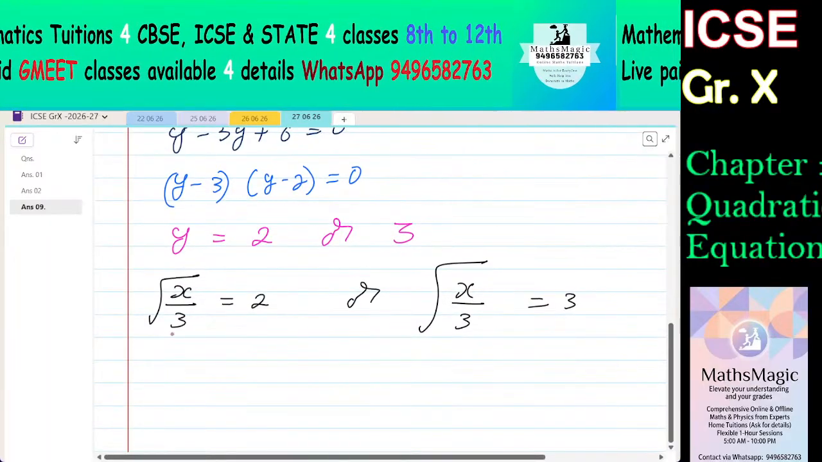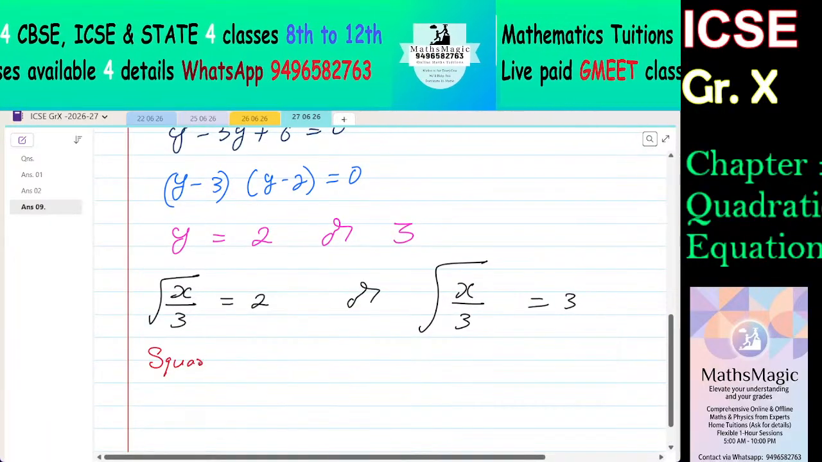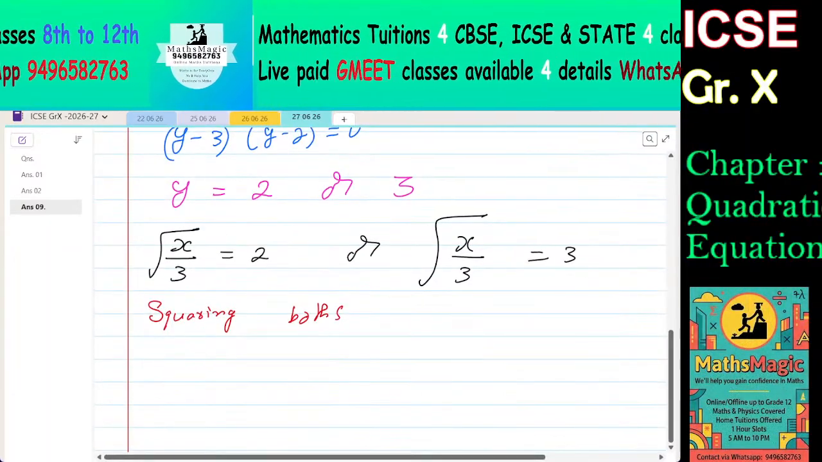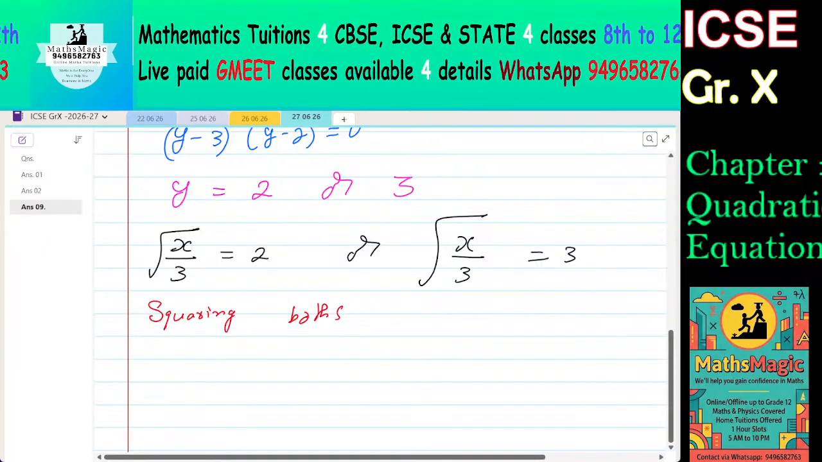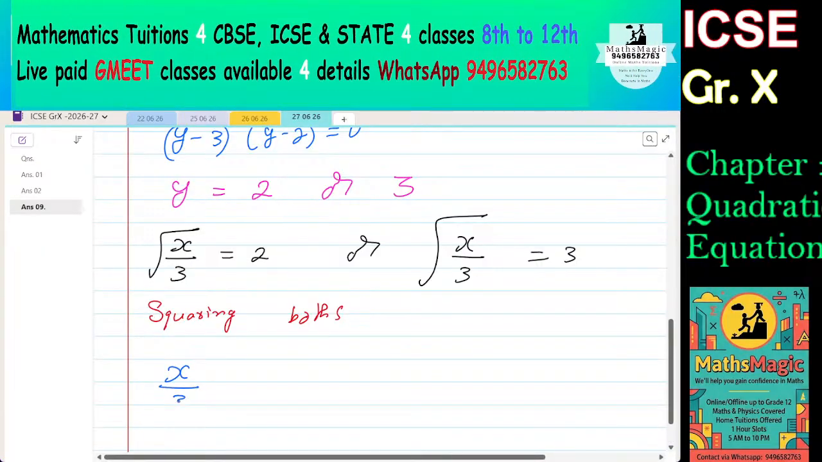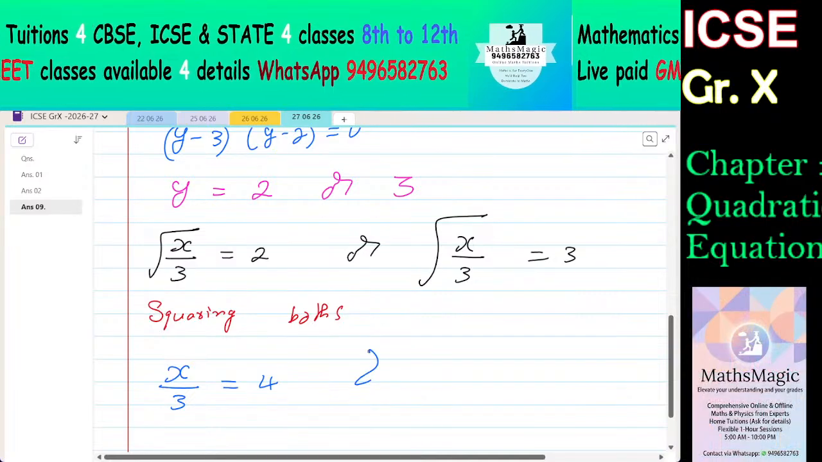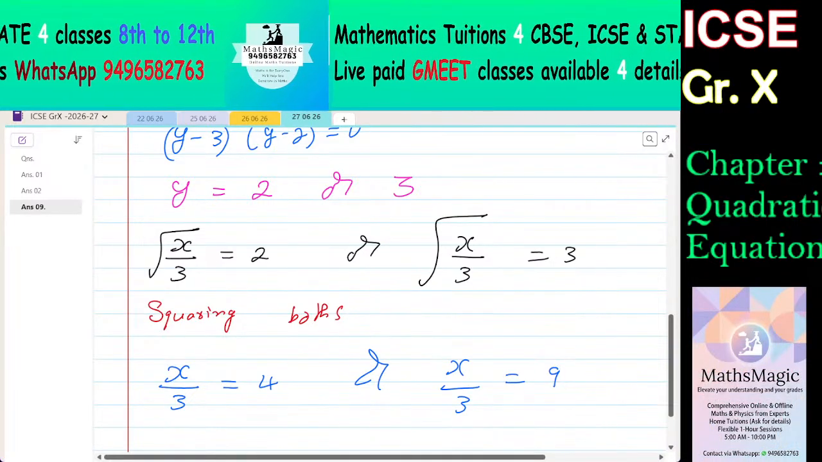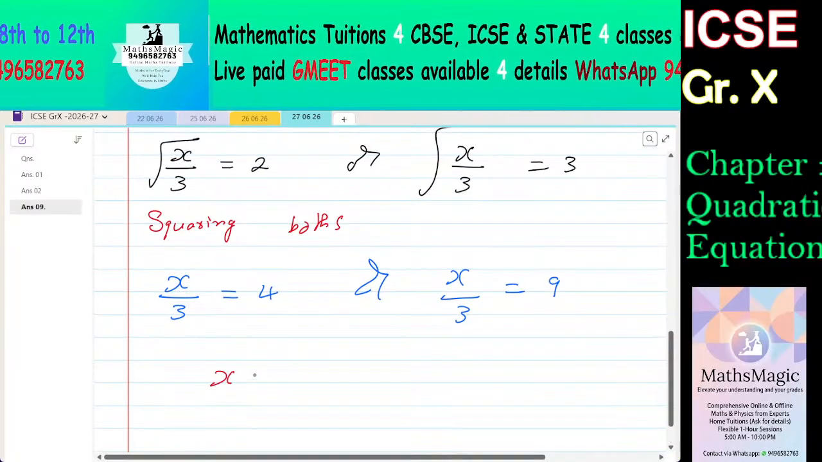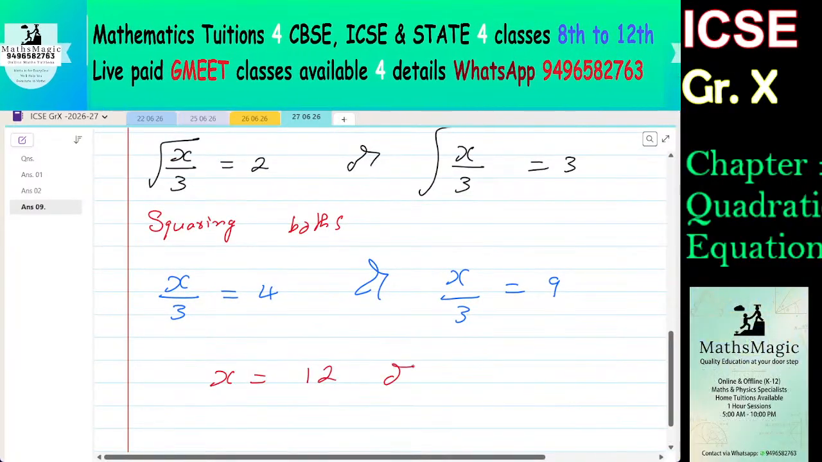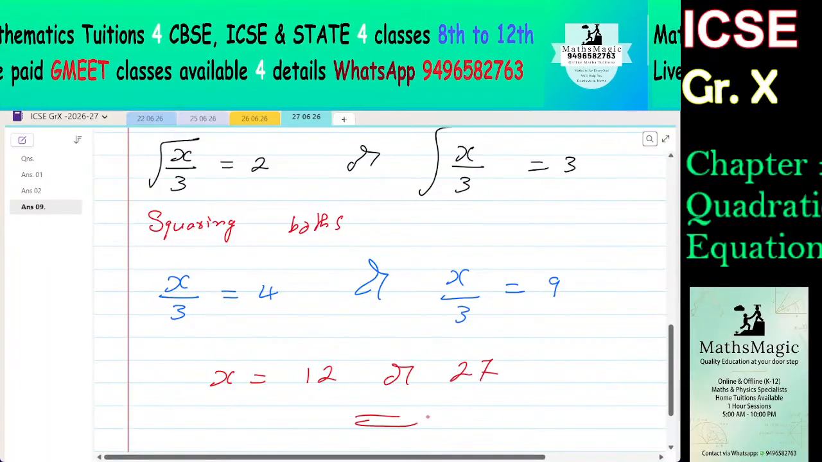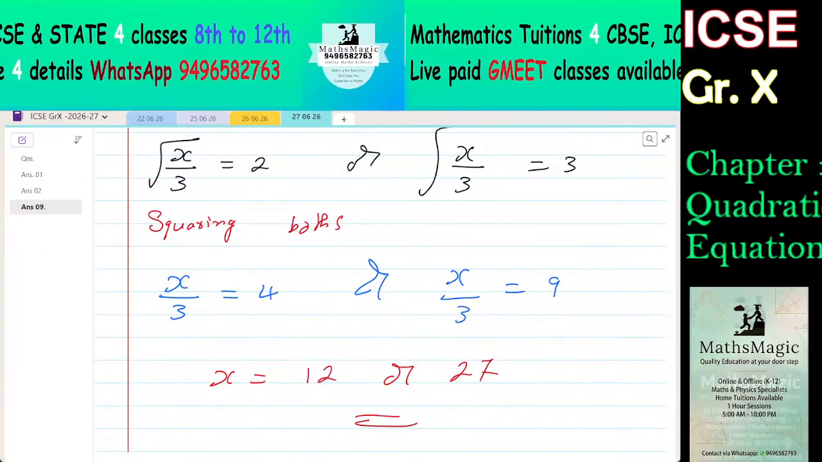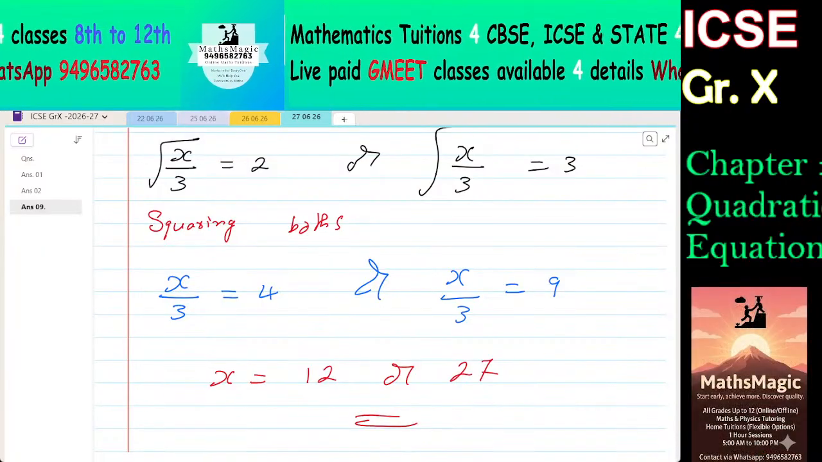On squaring both sides, you can get rid of your root symbol. You will get x by 3 as 4 or x by 3 as 9. Now you have the solution x as 12 or 27. Hope you have understood this question. So that is what you have to take care of.